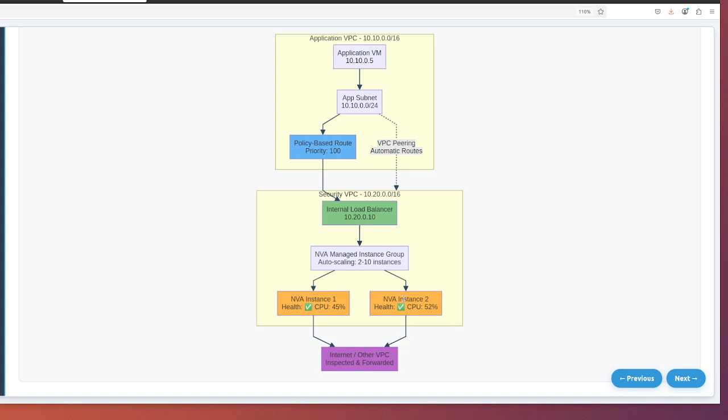The VPC peering connection allows the application VPC to communicate with the security VPC where the NVAs are deployed. This creates a hub and spoke topology where the security VPC acts as the central inspection point. From a routing perspective, you create a policy-based route that points to the ILB's forwarding rule rather than individual instances. This gives you a single, highly available next hop that automatically handles the complexity of load balancing and failover.